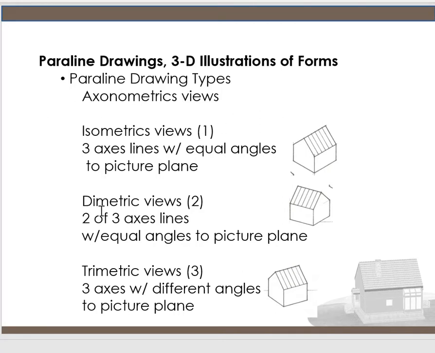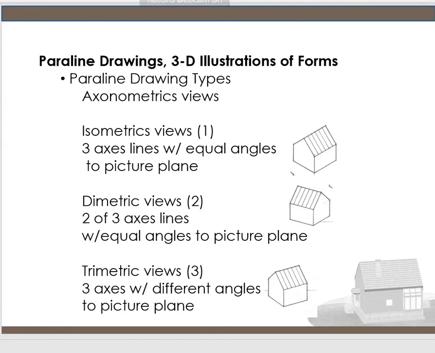The dimetric view is two angles. So this is equal and that's equal, and then this is a different angle, giving us two angles. So this is completely parallel right here. There's one, and that's two. The tri is three different angles, where this is a different angle, this is a different angle, and the Z is a different angle. Those are three different angles. But the isometric is what we use mainly, where we take a triangle that's 30 degrees and we flip it one way and then we flip it the other, and it's equal on each side.